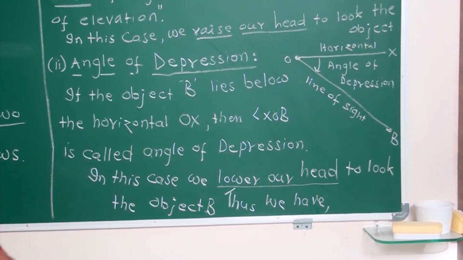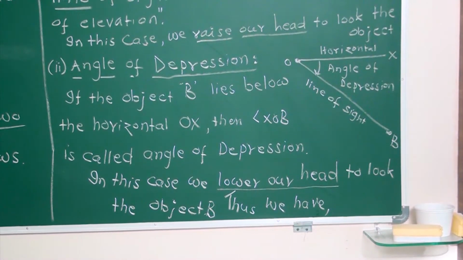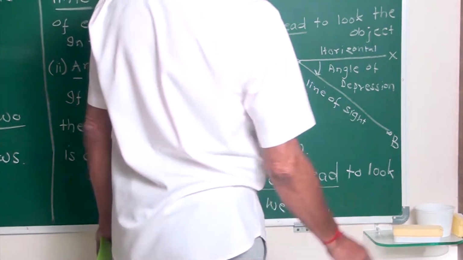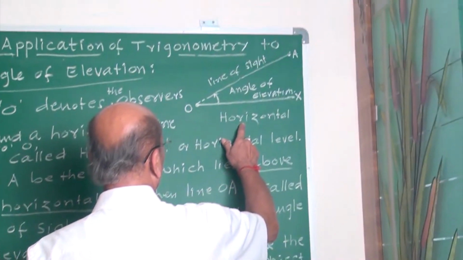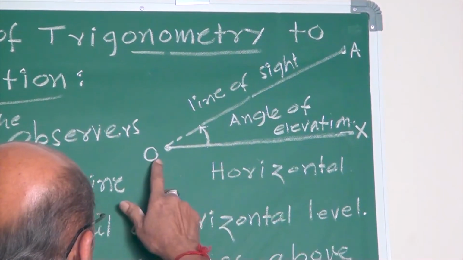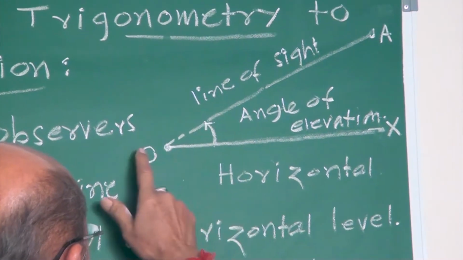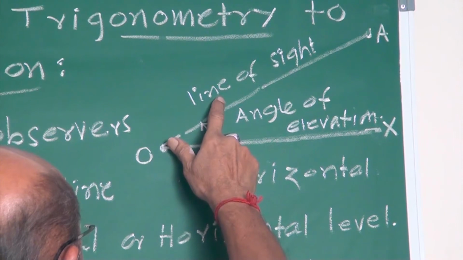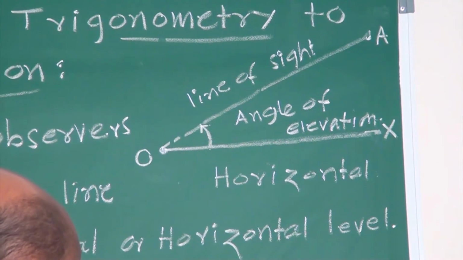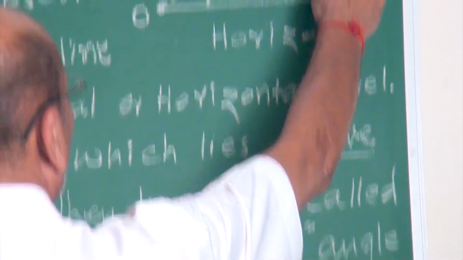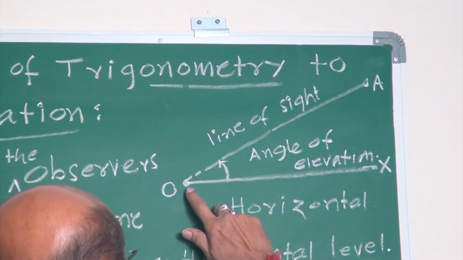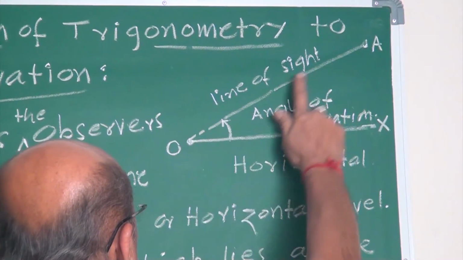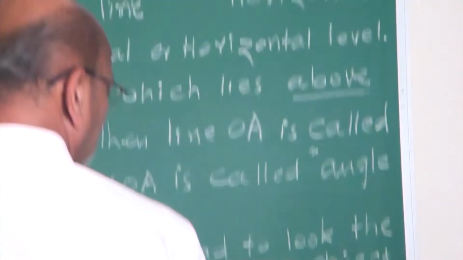Thus, my friends, we have three things. One is horizontal. What is it? It is a horizontal line through the observer's eye. Then the line of sight, either this or this. What is it? It is a line joining the object to the observer's eye. Line of sight.